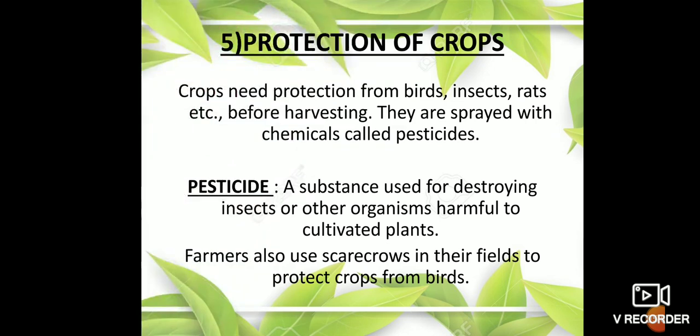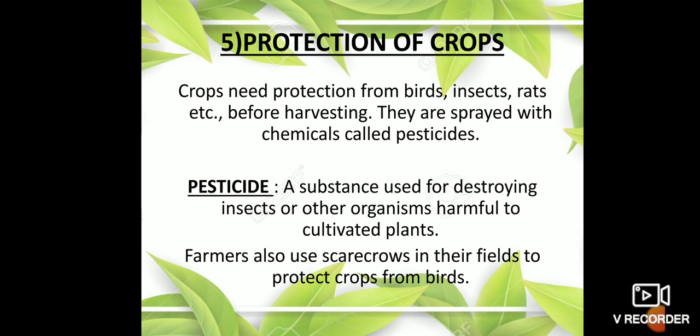Next, we are going to see the protection of crops. Once the crop has grown, we should protect it, children. How to protect the crops? Crops need protection from birds, insects, rats, etc. before harvesting. Now, what is harvesting? That sixth stage we will see. They are sprayed with chemicals called pesticides. Now, what do we mean by pesticide? A pesticide is a substance used for destroying insects or other organisms harmful to cultivated plants.